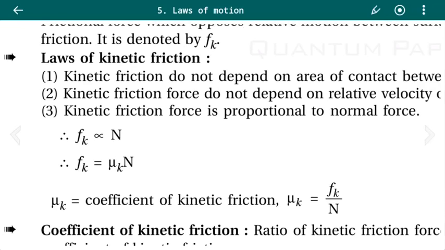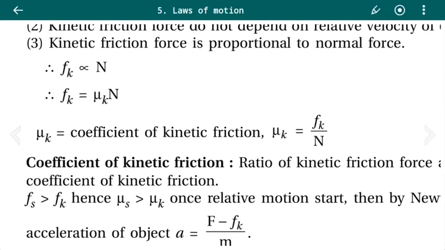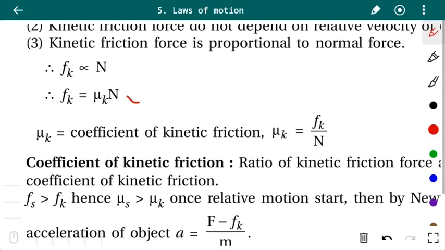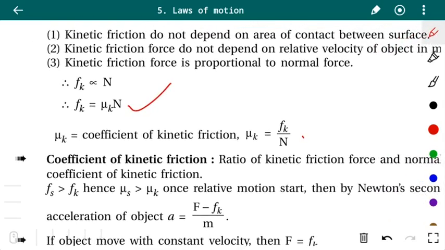Removing the proportionality, we keep the proportionality constant, that is mu k, which is equal to the coefficient of kinetic friction. Rearranging this equation to get the coefficient of kinetic friction, mu k is equal to Fk upon N. So we can write the definition from the formula itself: the coefficient of kinetic friction is equal to the ratio of the kinetic frictional force and the normal force.